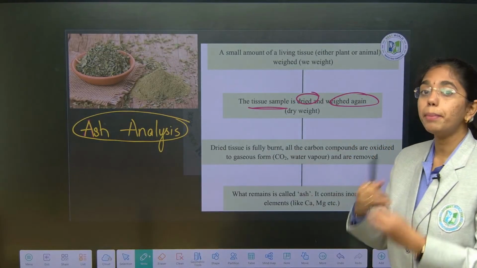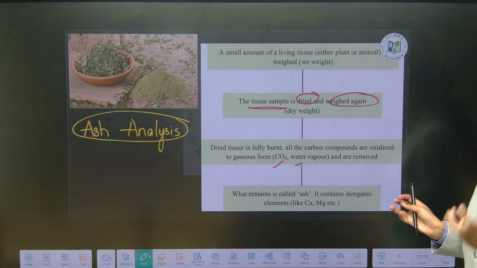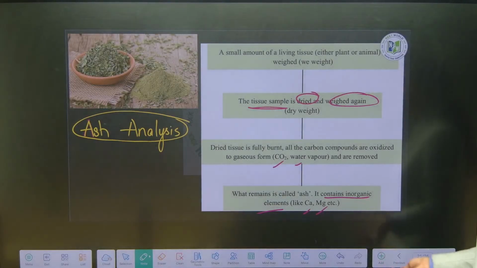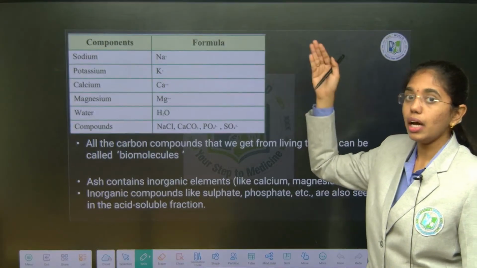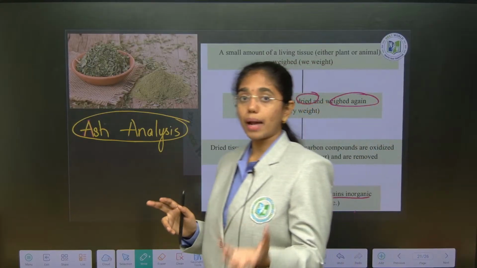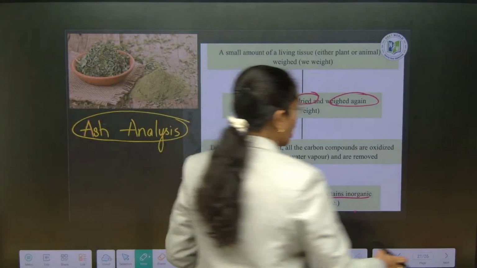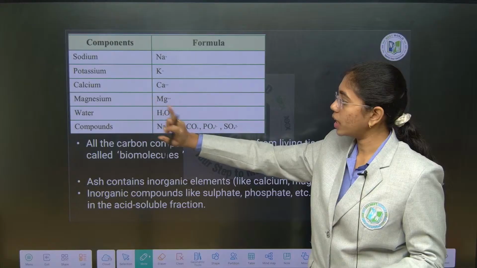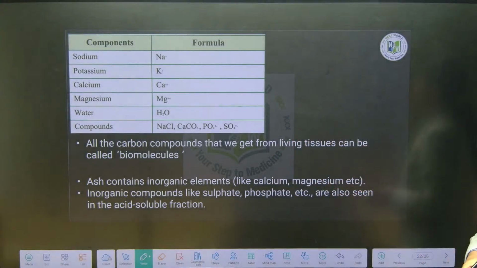When it is dried, it is fully burnt, wherein gaseous forms like carbon dioxide and water vapor are oxidized totally, and the ash that is present will contain inorganic elements like calcium, magnesium and silicon. Ash analysis gives you the elements or components present in the ash. Any dry material is taken and burnt completely, where carbon dioxide and water are evaporated totally, and the components remaining in the ash are examined. For example, sodium, potassium, calcium, magnesium, and compounds including sodium chloride, calcium carbonate, phosphates and sulfates. Clear till here?